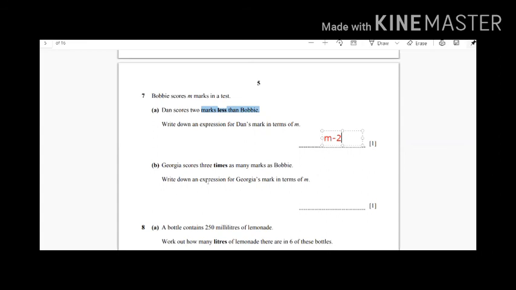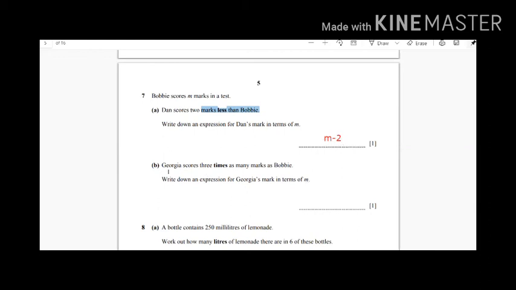This is a comparison. Expression or comparison? Only expression, but with the comparison. We are finding the expression. This is the expression for Den. So Den gets 2 marks less than Bobby, right? This is the Bobby score, and if you subtract 2, you will get the Den marks. So you will write here. Got it? The first thing is done. Like that they ask in the exam.